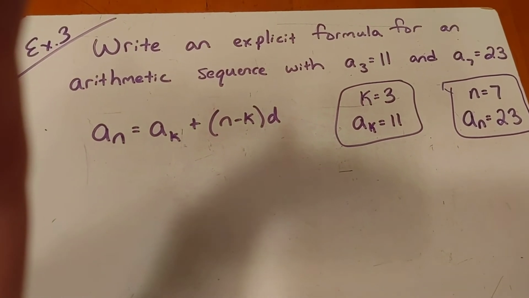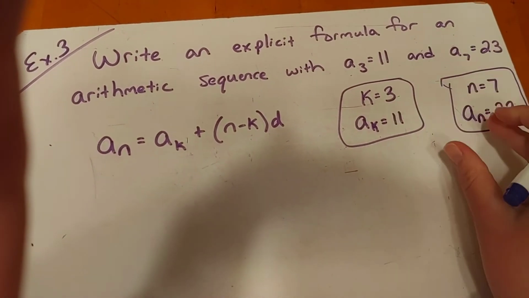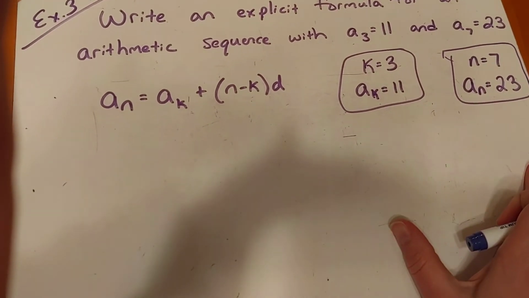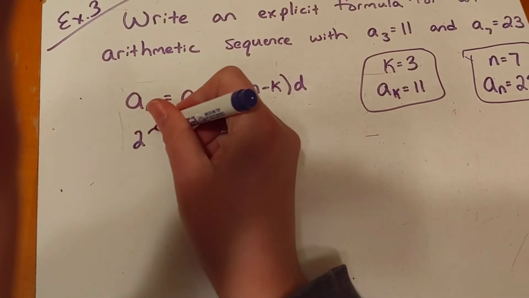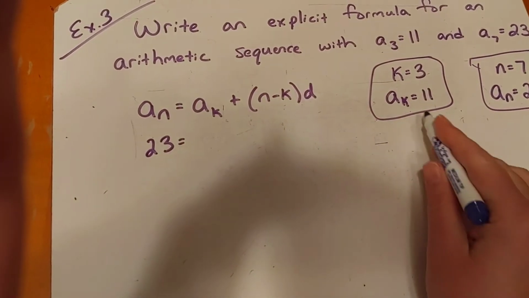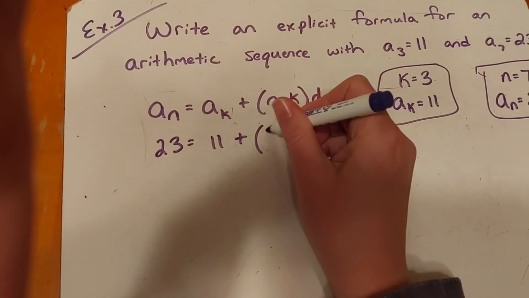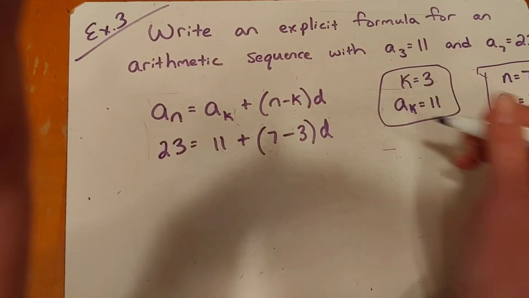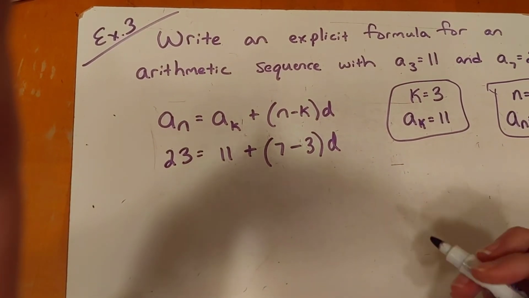All right. That being said, you could have reversed this. You could have made k 7 and n 3 and kind of reversed all these. That would work too, but let's go ahead and just follow it this way. All right, so let me plug in all the information I know into my formula. So a sub n is 23 equals a sub k, that's 11, plus n is 7 minus k is 3. d is the only thing I don't know. So I'm essentially doing all this to find d. So let's go ahead and finish.